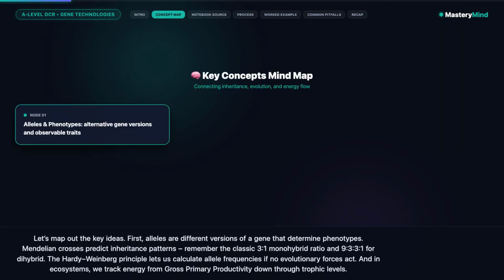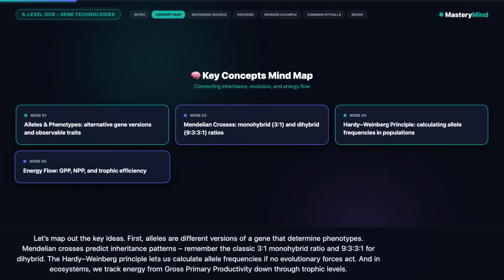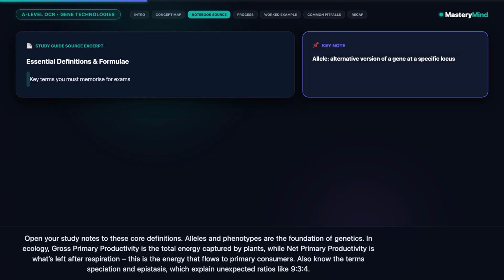Let's dive in. Let's map out the key ideas. First, alleles are different versions of a gene that determine phenotypes. Mendelian crosses predict inheritance patterns. Remember the classic 3:1 monohybrid ratio and 9:3:3:1 for dihybrid. The Hardy-Weinberg principle lets us calculate allele frequencies if no evolutionary forces act. And in ecosystems, we track energy from gross primary productivity down through trophic levels.